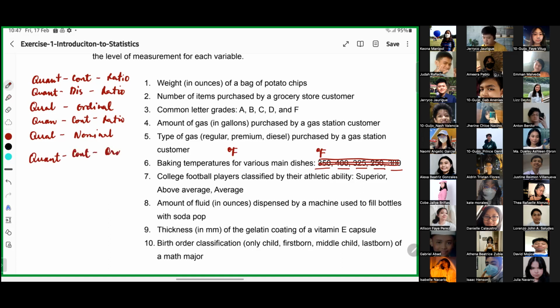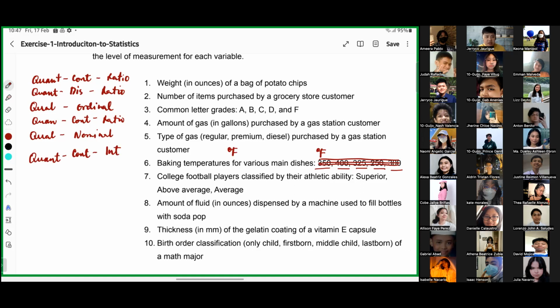Ordinal. No. It's interval. Di ba pag degrees Fahrenheit, interval? Okay po. It's interval. Yes. Alright, thank you. Sino yung next mo? Si Kate Morales. Wait lang, Julia, sorry.